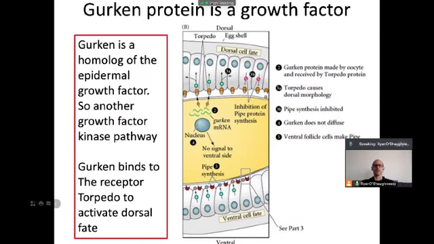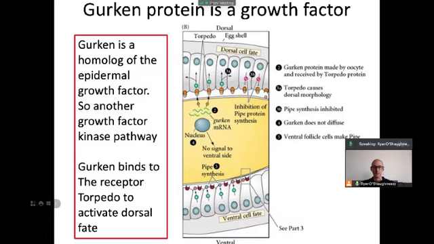So this tells us that Gurken is necessary for dorsal fates. The Gurken protein is a growth factor. Gurken is the homologue of the epidermal growth factor, so another growth factor kinase pathway that we're involved in here. Gurken binds to its receptor torpedo to activate dorsal fate.